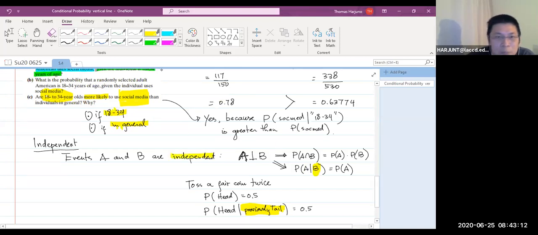Okay, the probability of A happening knowing B is the same as the probability of A happening, even if we don't know anything about B.